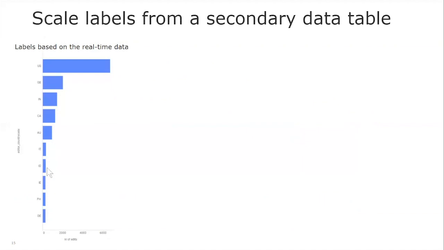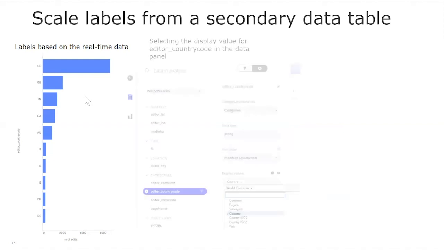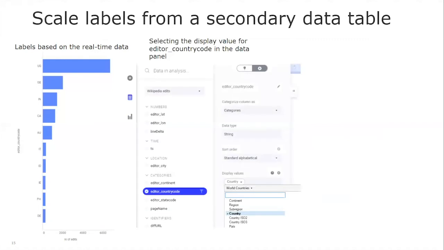So it works kind of like this: you start with a visualization that is based only on the real-time data. So you see we have just the 2-letter acronyms for the countries. Then we use the data in analysis flyout and select the editor country code, which is the column used to split the bars.